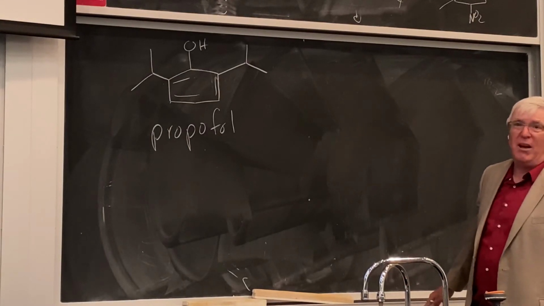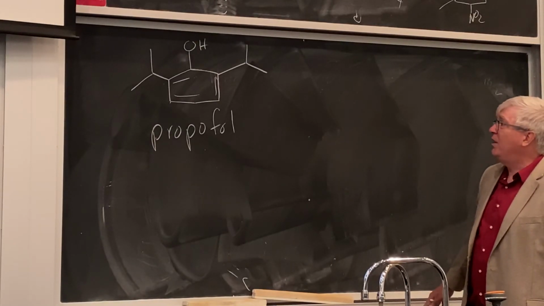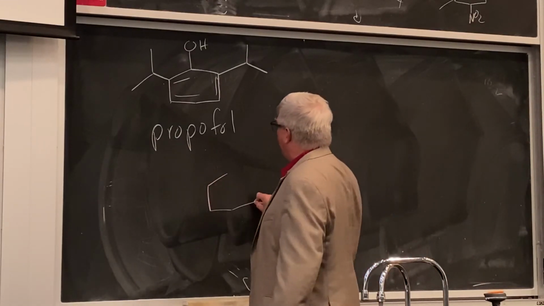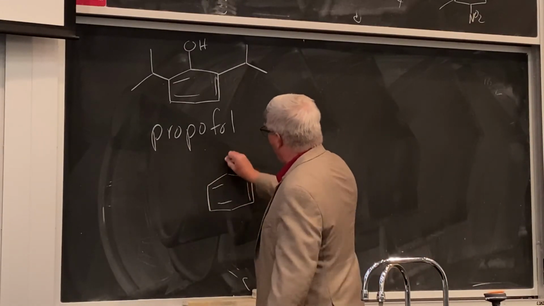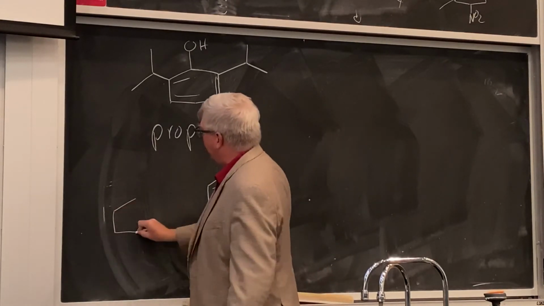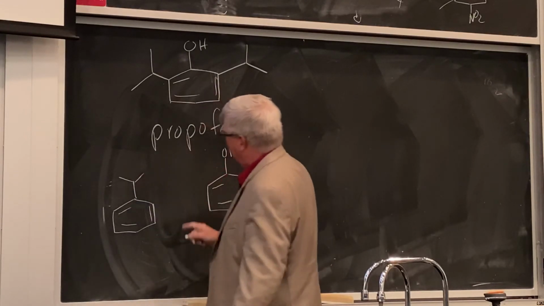Pretty simple compound, right? Diisopropyl phenol, two isopropyls at the 2 and 6 positions. How are we going to get those on there? Can you make that compound? And we'll start from phenol. We haven't showed you how to make phenol yet. It's actually made from cumene, isopropyl benzene.